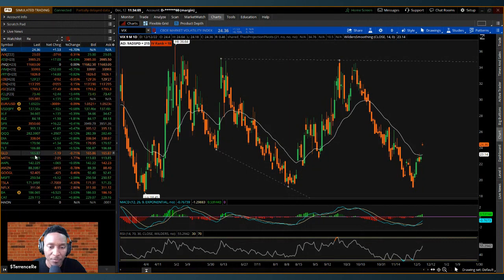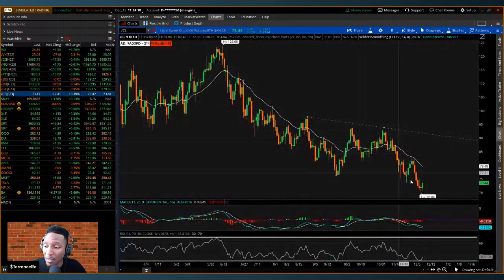We got gold is down. If you look up here, you see gold futures are down almost a whole percent, and oil is banging to the top. Oil is up over 3%. That's a large move right now.